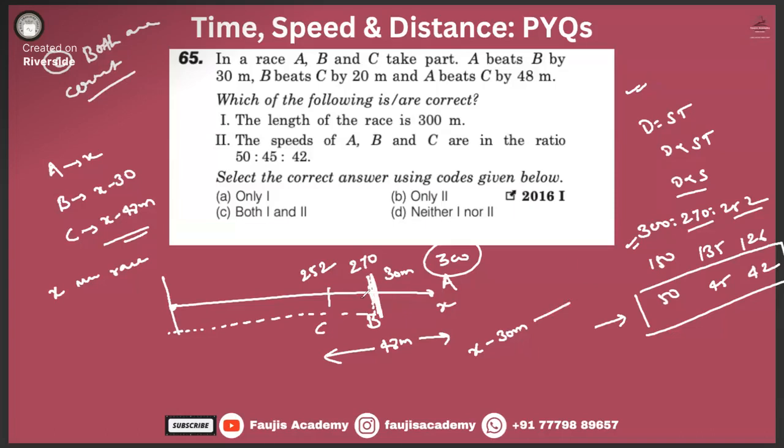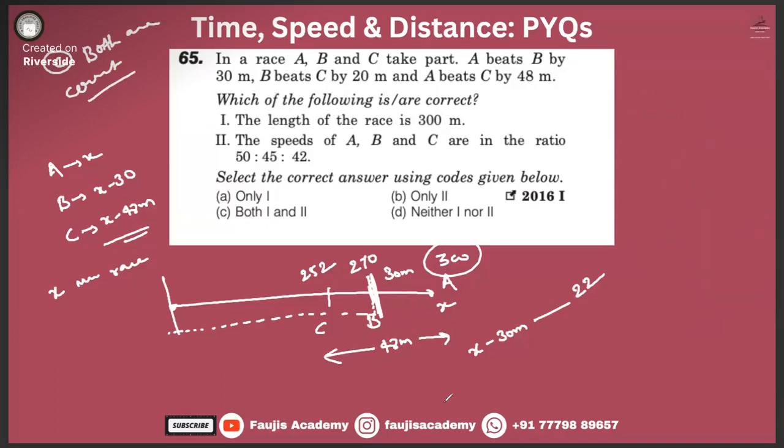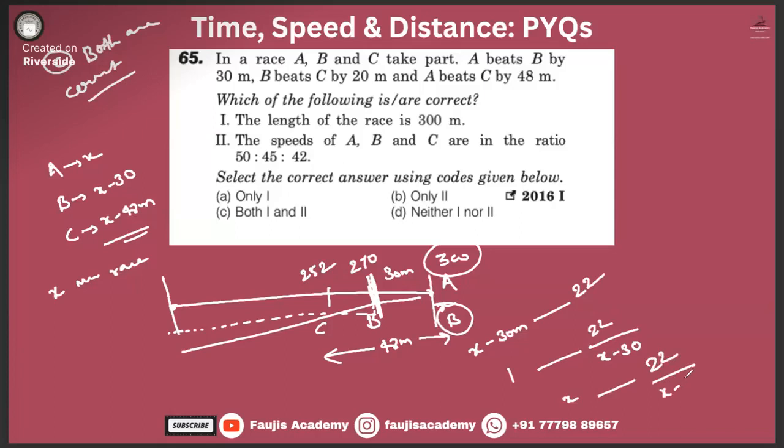The gap between B and C is how much? 22, right? Yes, sir. The gap between B and C is 22. Right now, one moment. So what will happen if this is a 1 meter race? The gap will be 22 divided by x minus 30. If it is an x meter race, if it is a full length race, B is over here at the termination point. Then this will be 22 divided by x minus 30, into x. And this distance they have given, B beats C by 20, right?